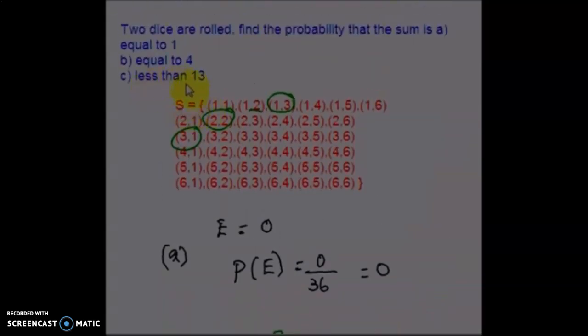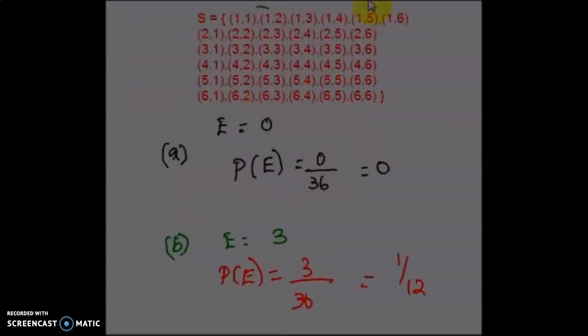The last question is, what is the probability of getting a total which is less than 13? So just have a look at this one. 1 1, 1 2, 1 3, 3 1, 1 4. All these, when we add them, we get a total which is less than 13. So just go to the last one. The last one is 6 6, which will be a total of 12. So you can see that in all these 36 pairs, we get a total which is less than 13.